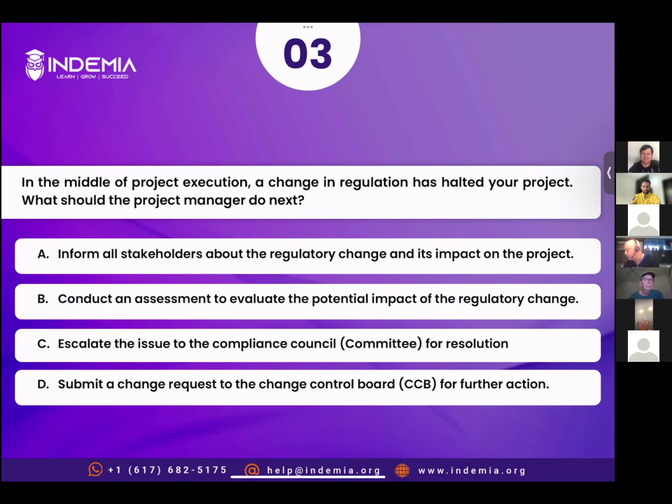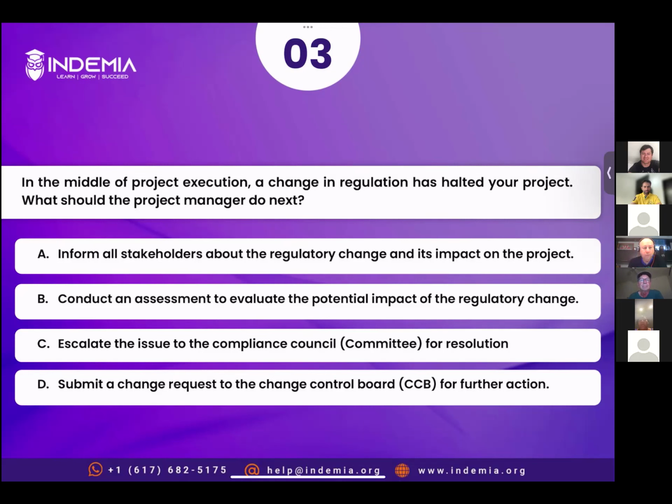Robin, you have chosen option B. I thought that all the options A, C, and D would be asking for what the potential impact of the change would be. So the next step would be to assess the impact of the change and then be ready for A, C, and D. All right. Thank you.